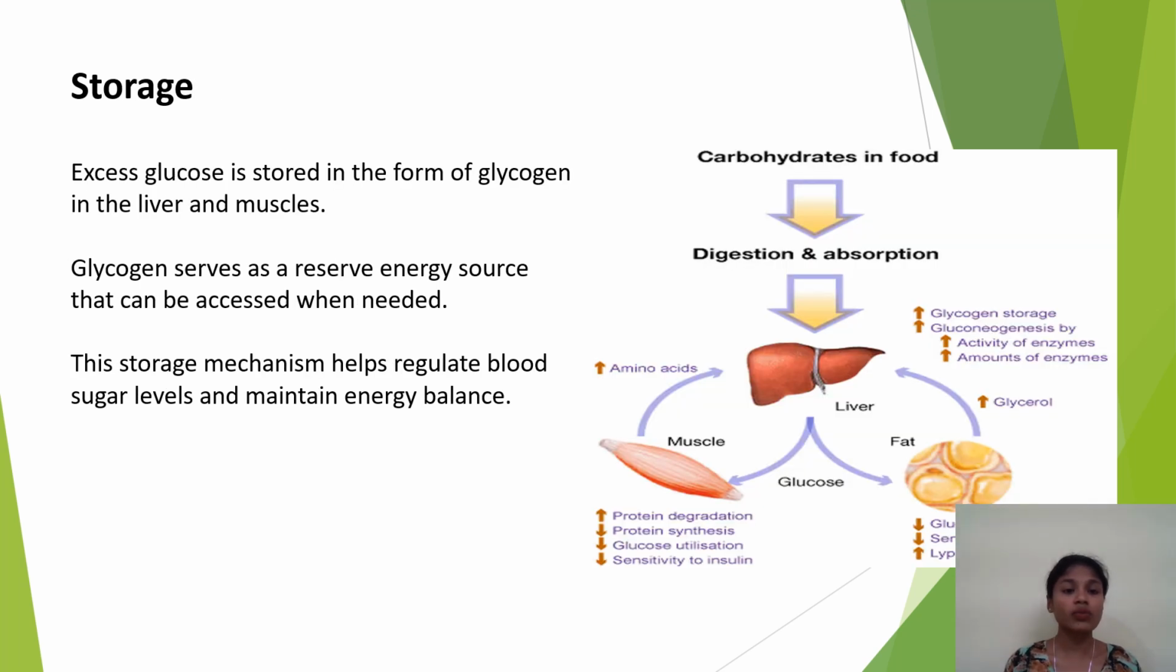Storage. Excess glucose is stored in the form of glycogen in the liver and muscles. Glycogen serves as a reserve energy source that the body can access when it needs it. This storage mechanism helps to regulate the blood sugar level and maintain an energy balance. Carbohydrates are one of the three macronutrients through which the human body gets energy. For example, carbohydrates such as glucose and lactose.